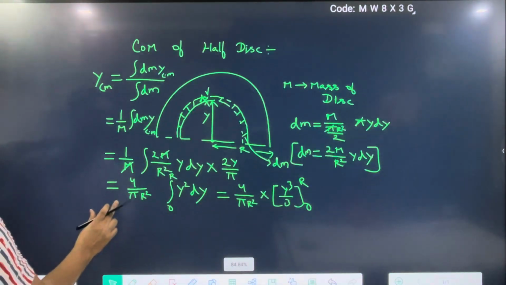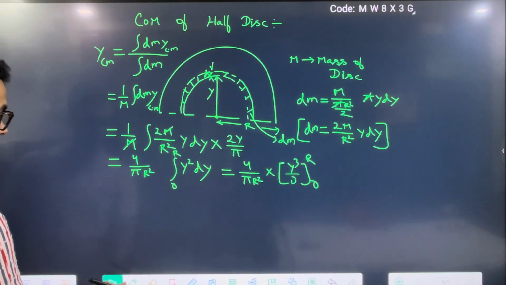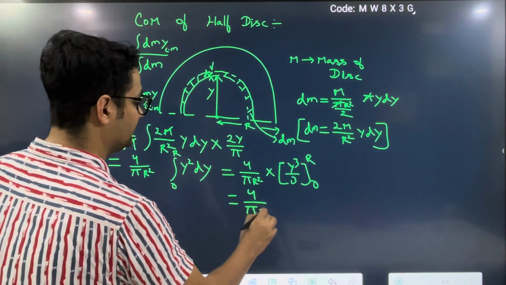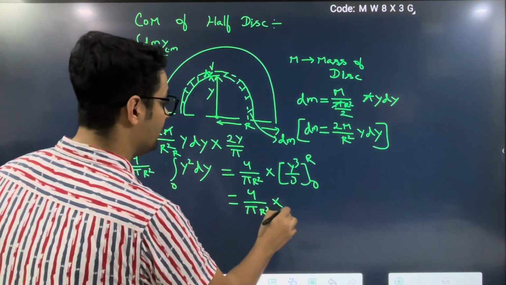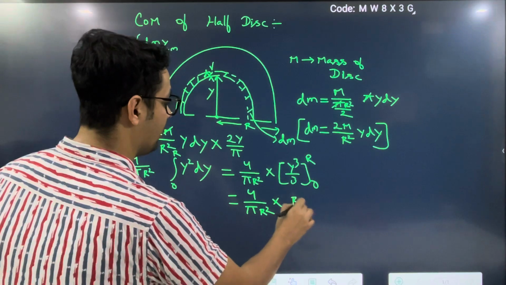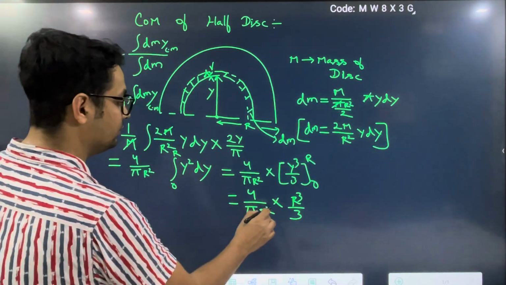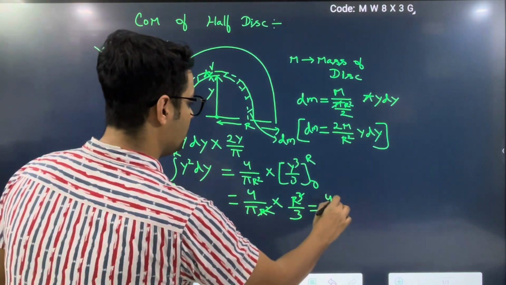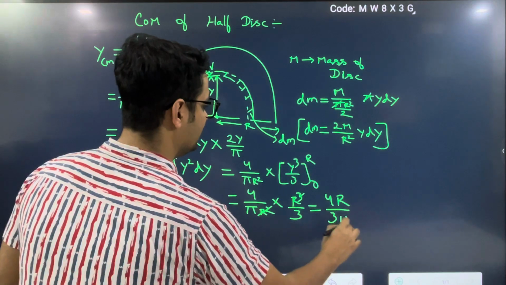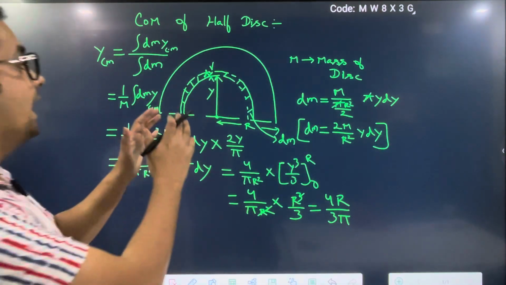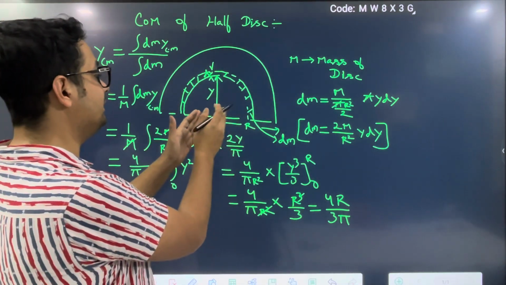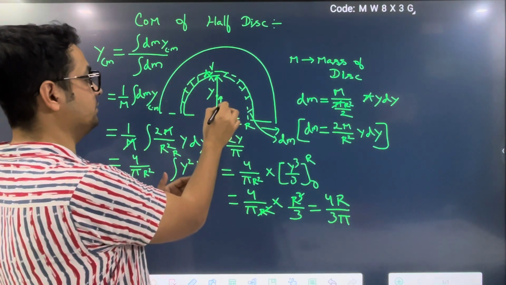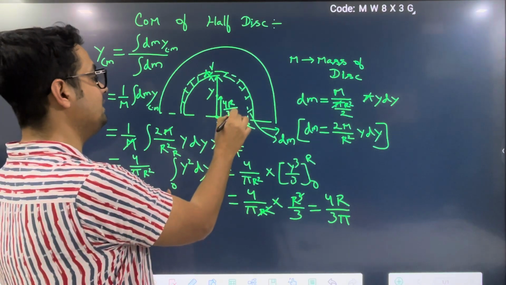Finally, you can write 4 by pi r square into, when you put the limits, r cube by 3. So this r square will cancel, and finally we can write it as 4r by 3 pi. It means if you take a half disk of radius r, its center of mass will lie at this point. The distance from the origin will be 4r by 3 pi, correct?